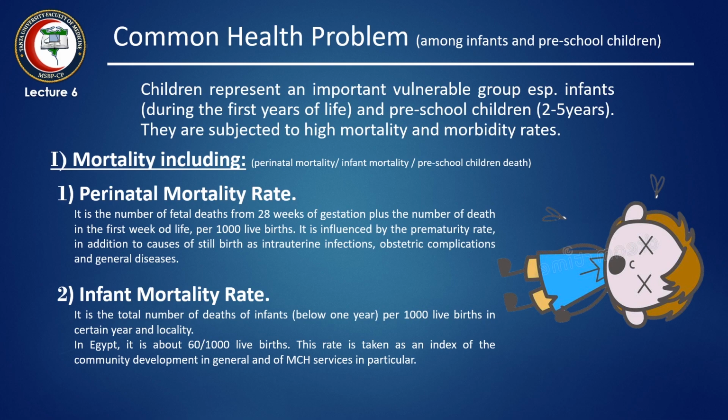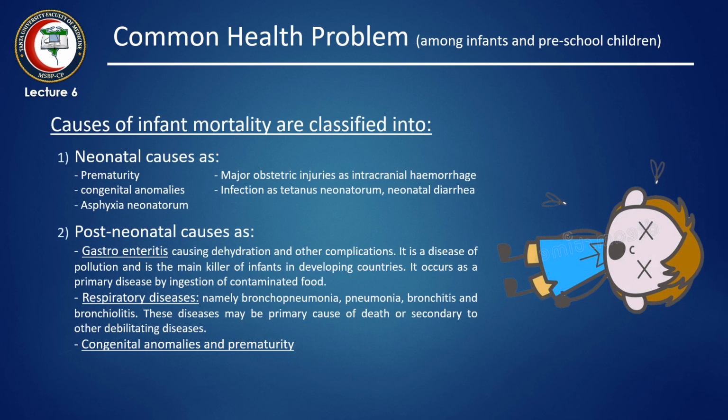In Egypt, it is about 60 per 1,000 live births. However, this rate is taken as an index for two things. First, it is an index of the community development in general, and it is an index of maternal child health services in particular. What are the causes of infant mortality rate?